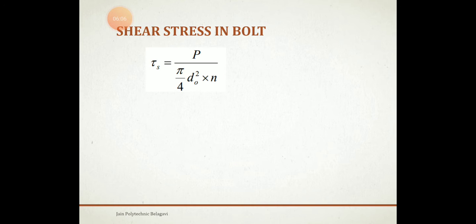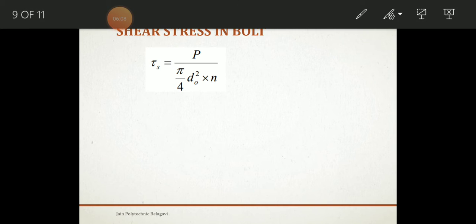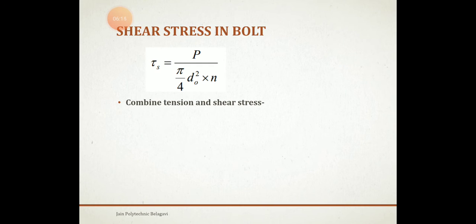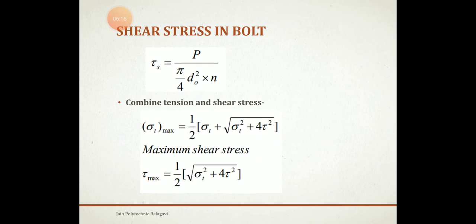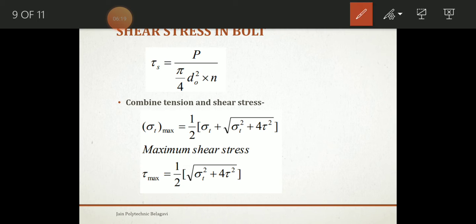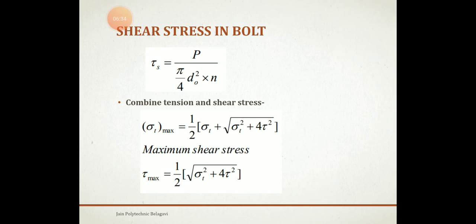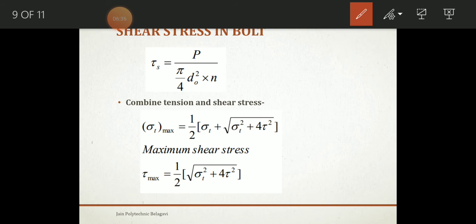Stresses in the bolt. Tau is equal to P divided by, again, pi by 4 do square into n. Now these are the combined stresses. Combined stress is nothing but the tensile plus shear stresses. This is what we call the combined stresses. So this is the formula to calculate the combined stresses which are acting on the bolt.